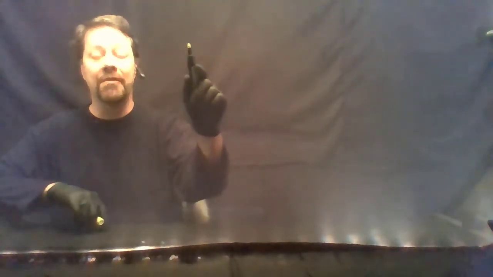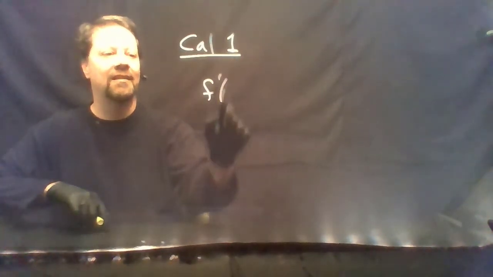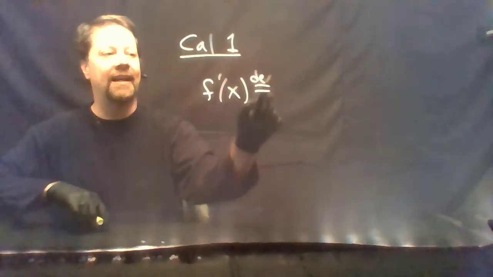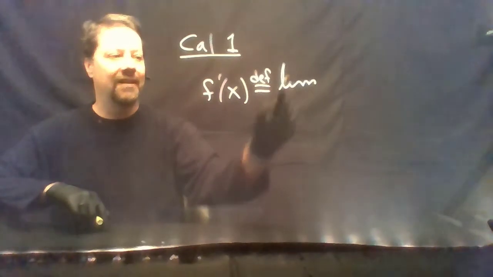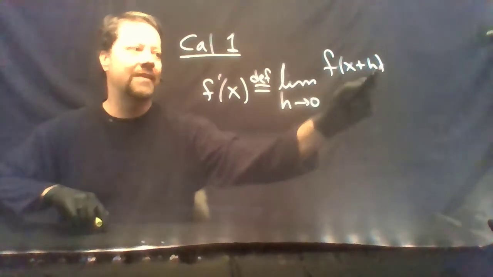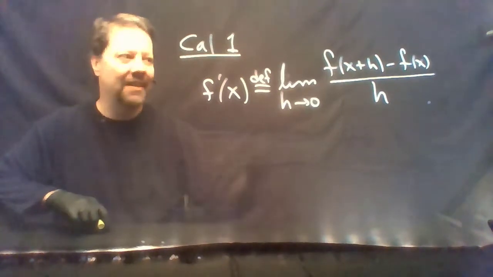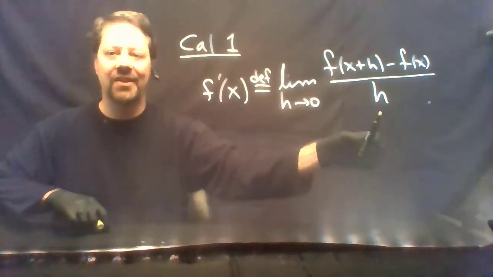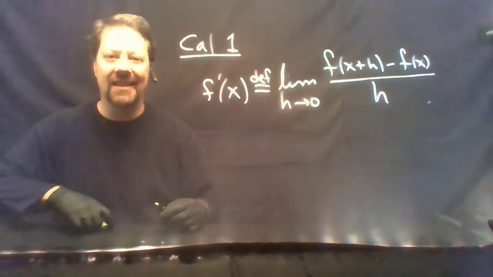Now that you know about limits of vector valued functions, it's time to start talking about derivatives. First, a review from Cal 1. The derivative of a function at x is defined to be the limit as h goes to 0 of f of x plus h minus f of x all over h. Yes, the change in y divided by the change in x in the limit as the change in x goes to 0, the slope of the tangent line.